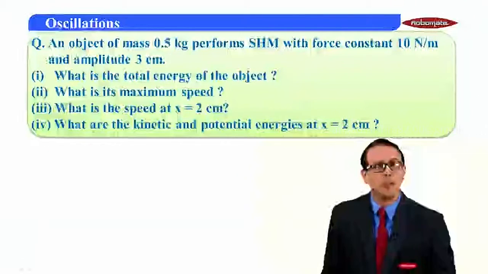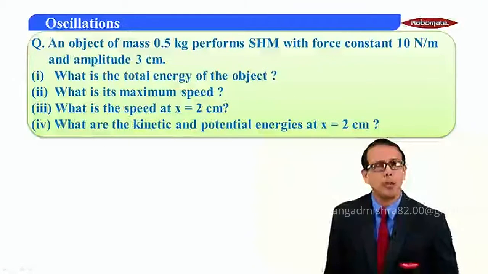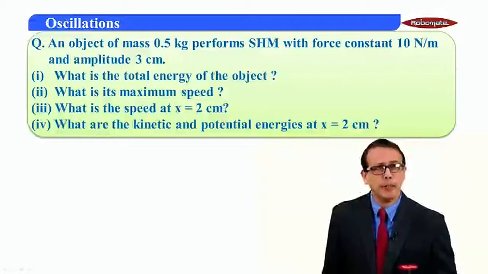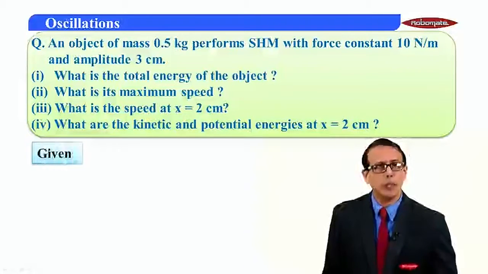So let's start with the first question. An object of mass 0.5 kg performs SHM with force constant 10, amplitude 3. We have to find total energy, maximum speed, speed at x is equal to 2, and potential and kinetic energy at x is equal to 2 centimeter.